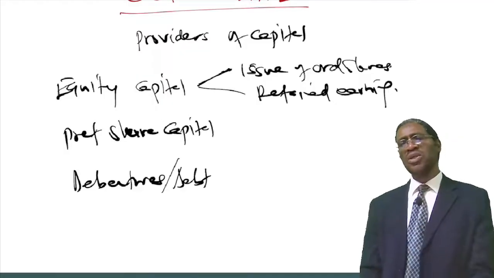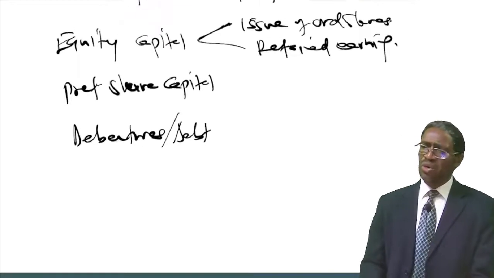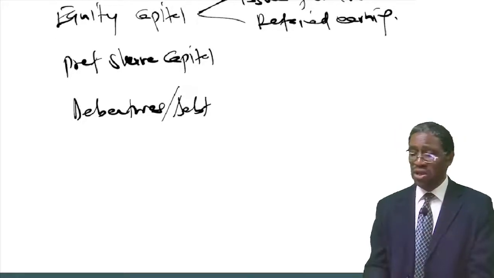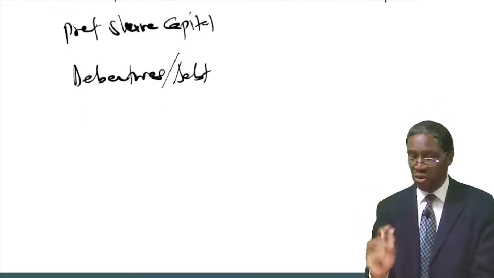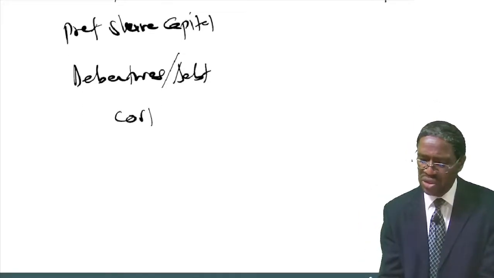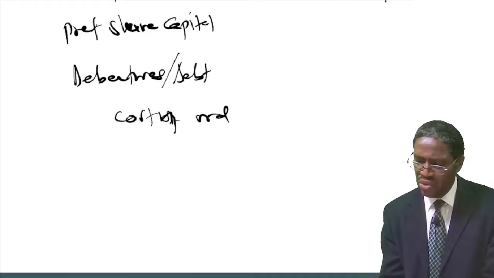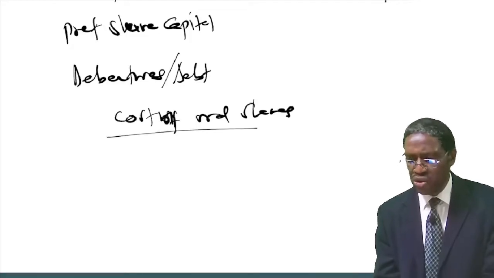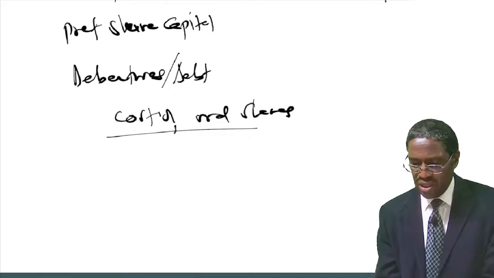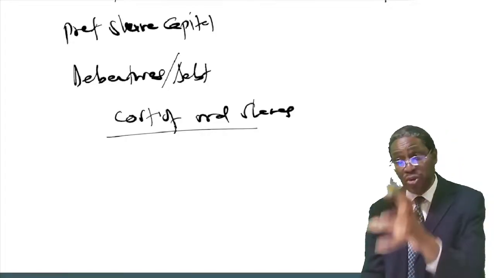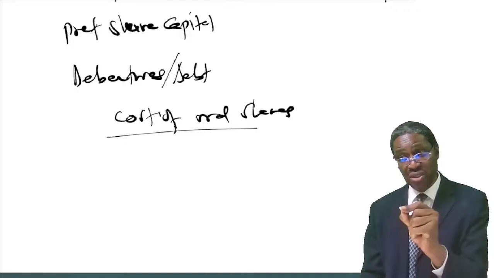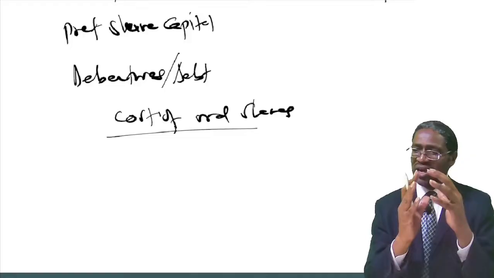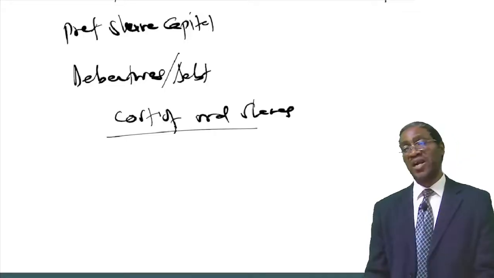Good. Let's discuss how we compute the cost of each component of capital. How do you compute the cost? We can start with the cost of ordinary shares. How do we calculate the cost of ordinary shares? There are various ways of computing it. I have told you that cost of capital is the expected return on providers of capital.